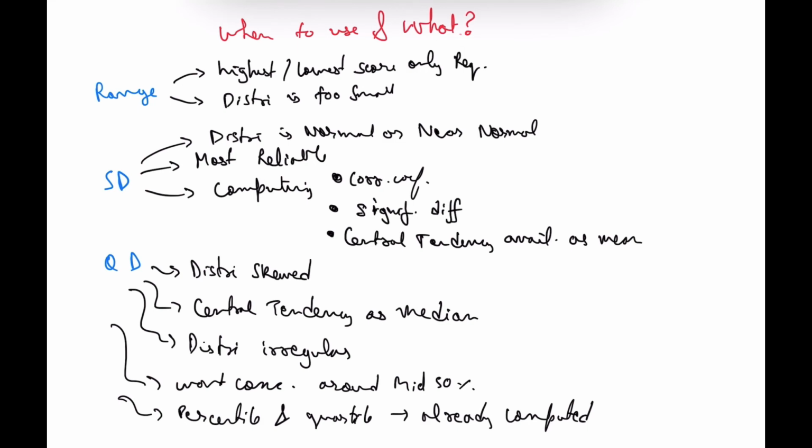Now to recap, we have to use range when the distribution is too small, we have to use SD when the data distribution is normal, and QD when the distribution is skewed or irregular. Here in SD, the central tendency is available as mean, whereas in QD, central tendency is available as median.